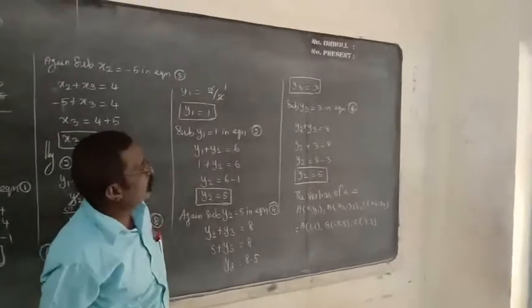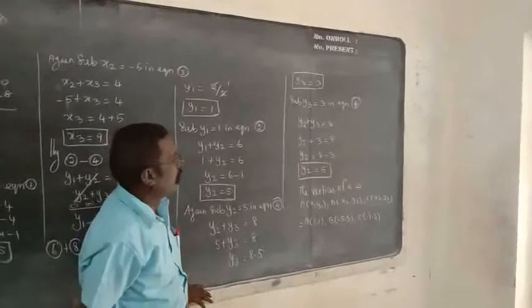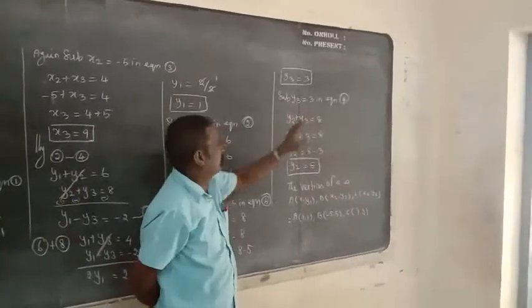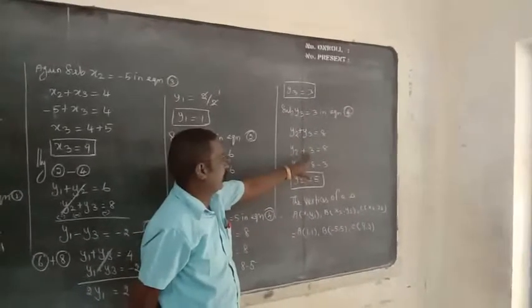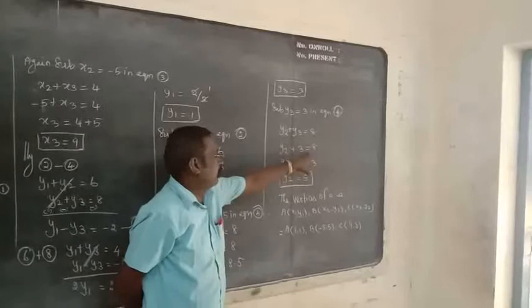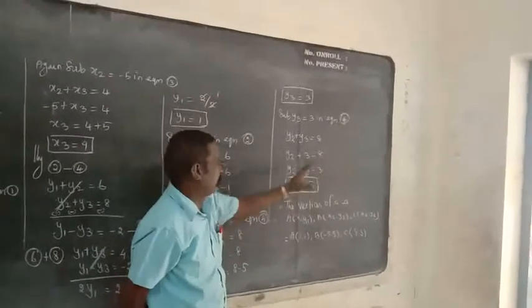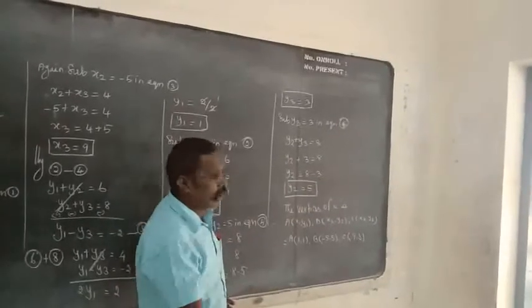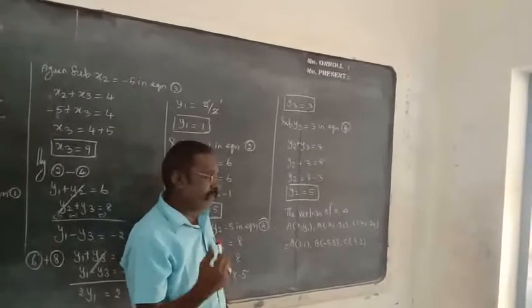Again substitute y3 equal to 3 in equation number 4, y2 plus y3 equal to 8. Here y3 we already found is 3, substitute it, equal to 8. y2 equal to 8 minus 3, the 3 going to the right hand side as minus 3. So y2 equal to 5. So all the terms y1, y2, y3, x1, x2, x3 we have found.